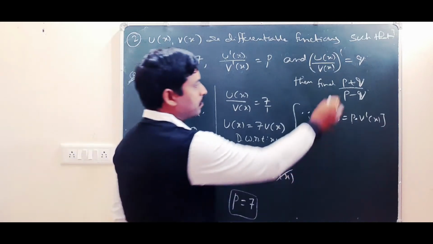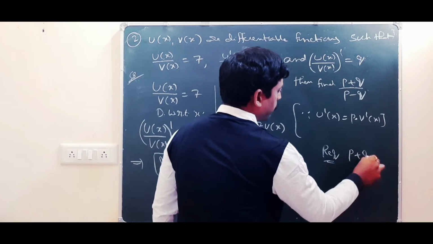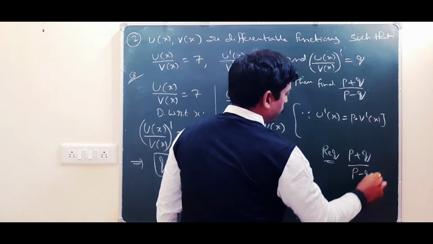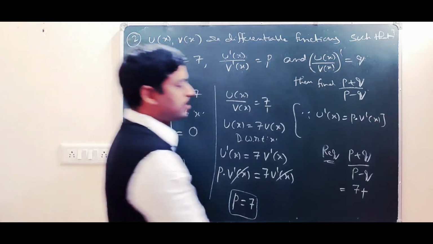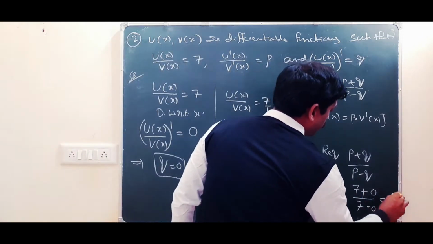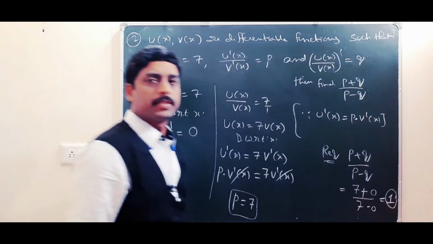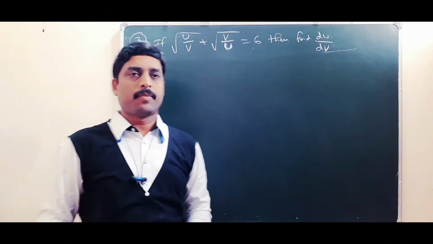So our target, what is required? p plus q by p minus q. So p value 7, q value 0: 7 plus 0 by 7 minus 0, it is going to be answer 1. 7 gets cancelled. Let us go to the next problem.